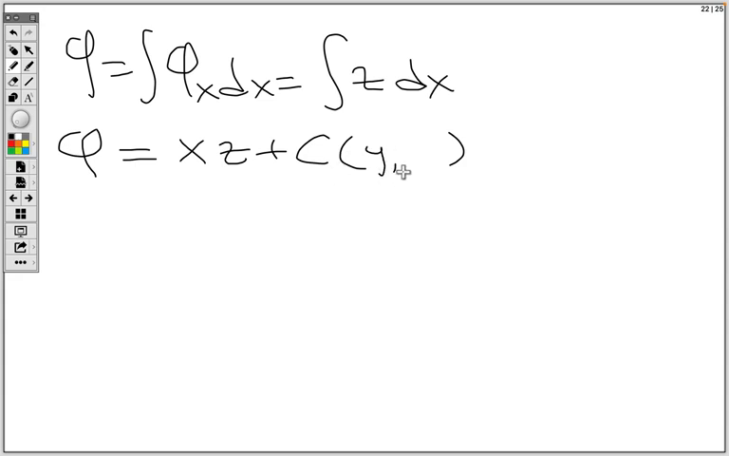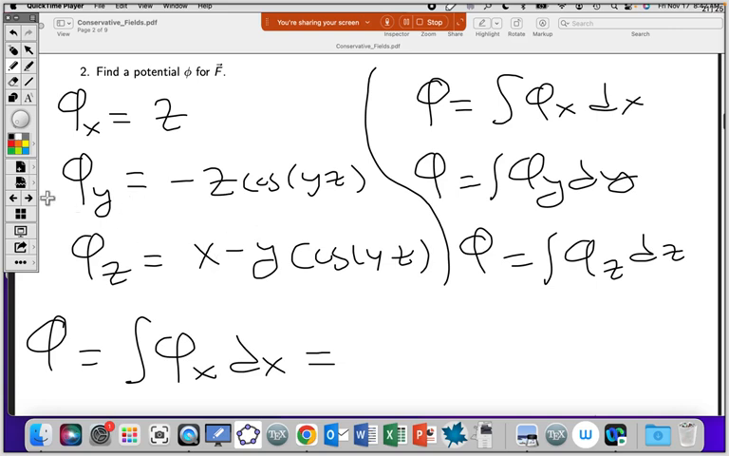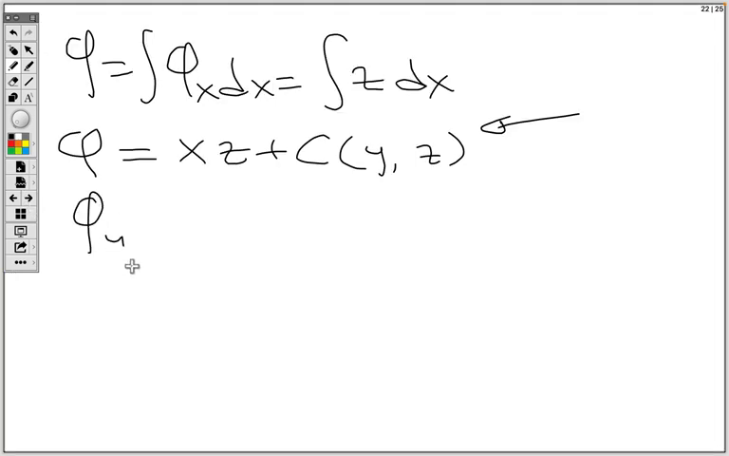Y and z. So now the goal is to pin down what that c function is. To do that, we're going to take a partial derivative with respect to y. That's going to drop out. I would have the partial derivative of c with respect to y.